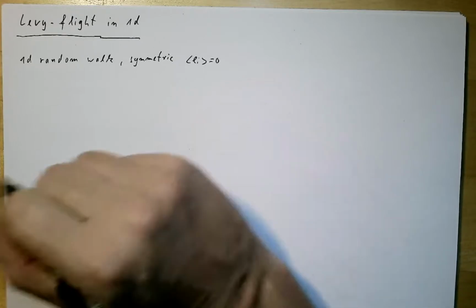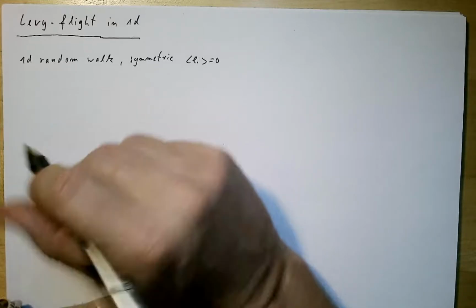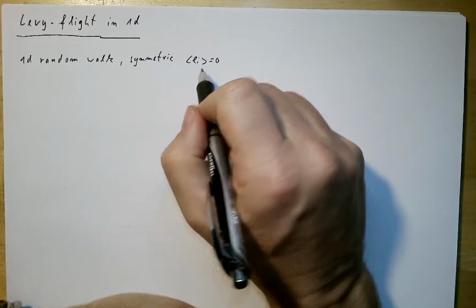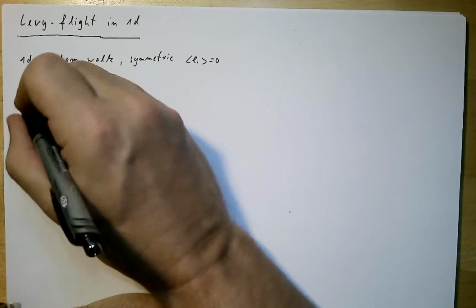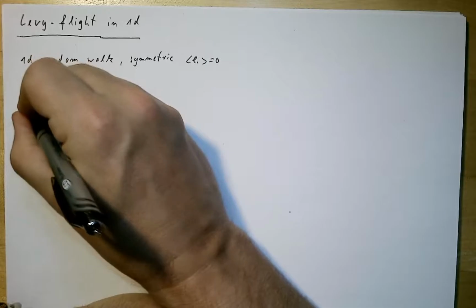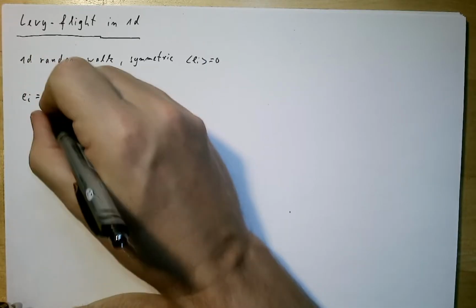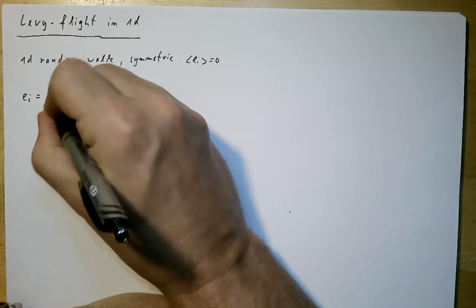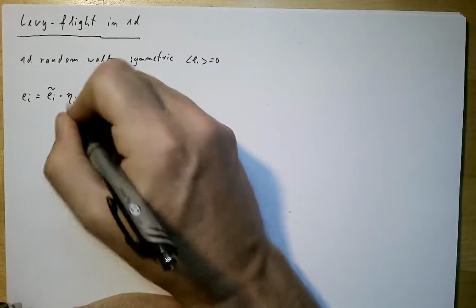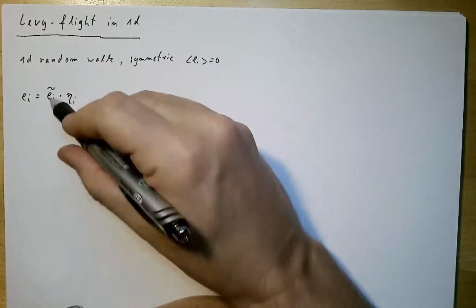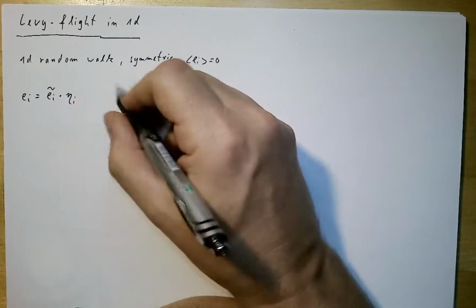And so how can we get the second moment to diverge? Let's see how we set up the increments. So we say the increments e_i are a product of 2 components: e_i tilde times eta_i.